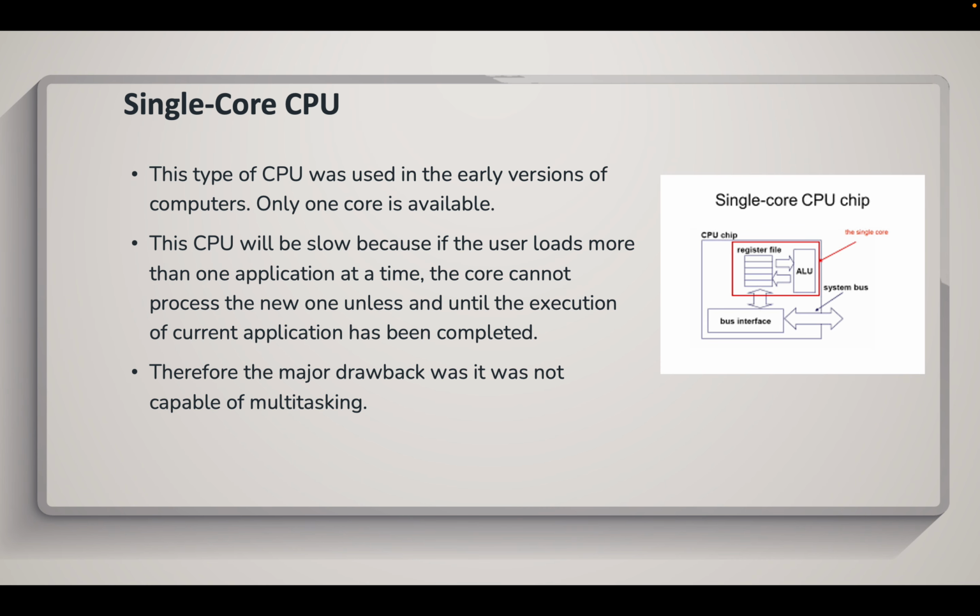What is a single core CPU? This type of CPU was used in early versions of computers. Only one core is available. This CPU is slow because if the user loads more than one application at a time, the core cannot process the new one. Therefore, the major drawback was that it was not capable of multitasking. With a single core CPU, only one task can be performed at a time.